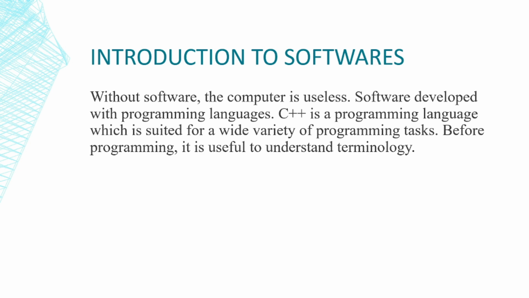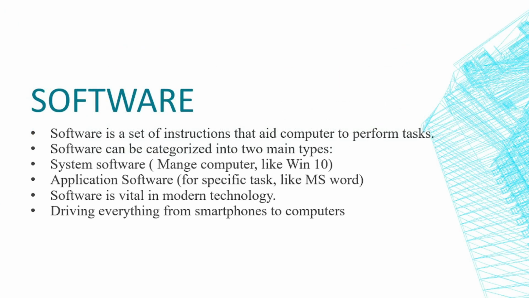Before programming, it is useful to understand the terminology. Software. Software is a set of instructions that aid the computer to perform tasks. Software can be categorized into two main types. System software manages the computer, like Windows 10. Application software is for specific tasks, like Microsoft Word, Microsoft PowerPoint, etc. Software is vital in modern technology, driving everything from smartphones to computers.